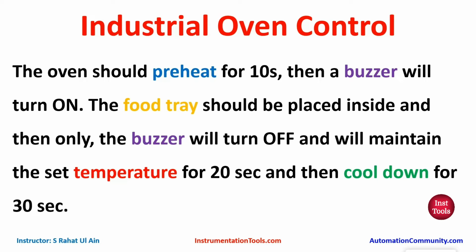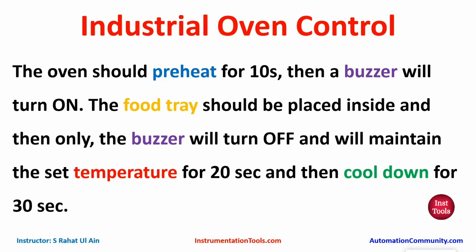The food tray should be placed inside and then only the buzzer will turn off and it will maintain the set temperature for 10 seconds and then cool down for 30 seconds. So we will use a normally open contact for start button. So when start button is turned on, then the process of preheating will start and it will be for 10 seconds. For this, we will use a timer known as pulse timer or TP.